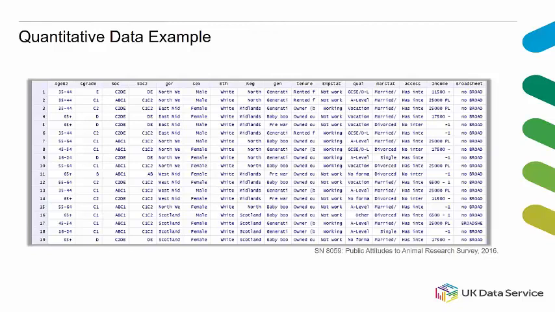Now on this slide, we have an example of quantitative data. This example has been taken from the Public Attitudes to Animal Research Survey from 2016. This dataset can be found using our data search engines and is available under open license data due to it being less disclosive. You'll notice the banded ages and incomes and that the government office regions are the lowest geographic unit, so this data isn't considered high risk.